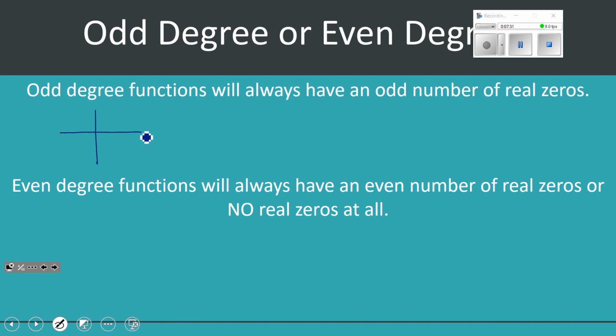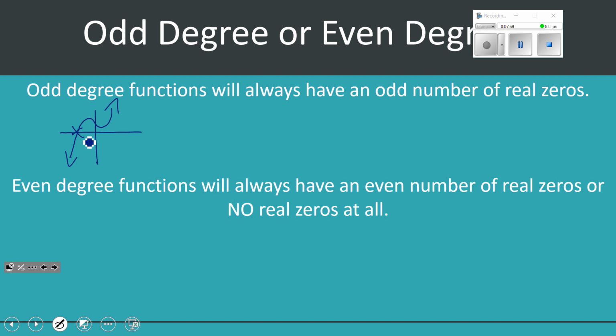So give me an odd degree function. Something that's to the odd power. 3, x cubed. So if we look at an x cubed function, how many zeros does this have? What's a zero? Where it crosses the x-axis. Now I know last time we talked about zeros, what did we talk about zeros with? Our quadratic equations. We looked at parabolas and zeros.